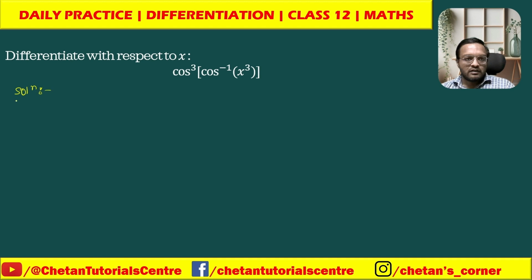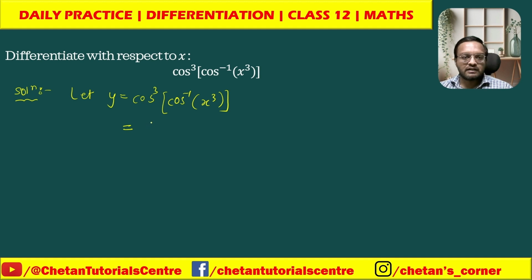Solution. First, I will assume the given function is y. So let y is equal to cos cube cos inverse of x cube. Now I will write this cos cube in this way: cos inside the bracket cos inverse of x cube, bracket cube. So I have written cos cube in this way using brackets.